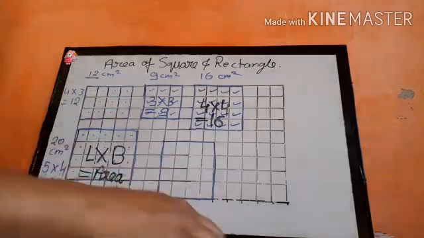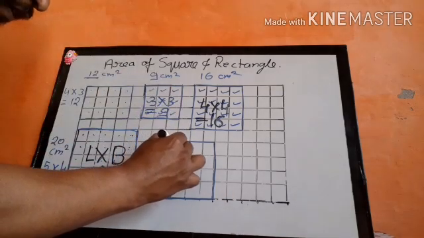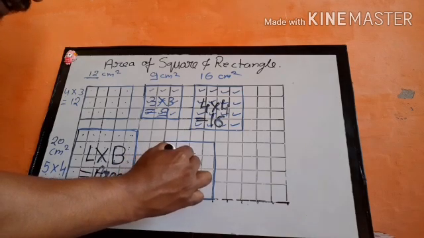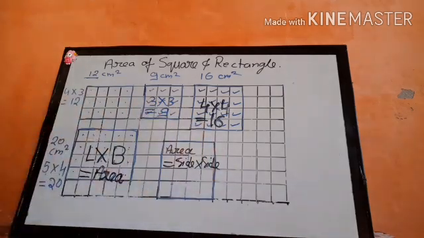So the area of this square will be length is a side and width is also side. So the area of the square stands as side into side.